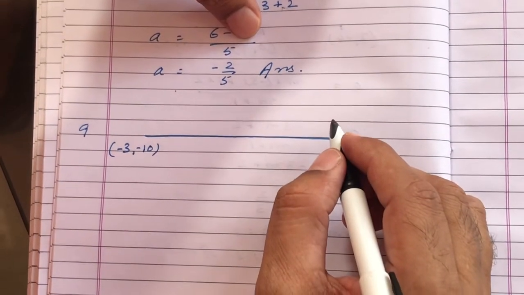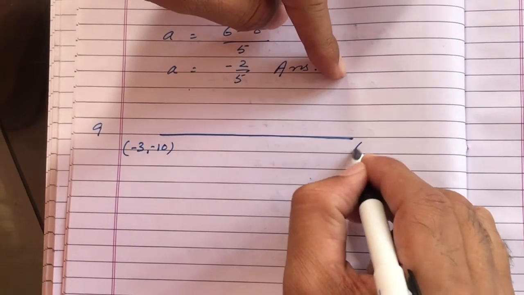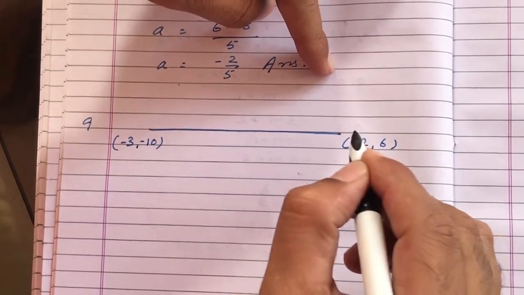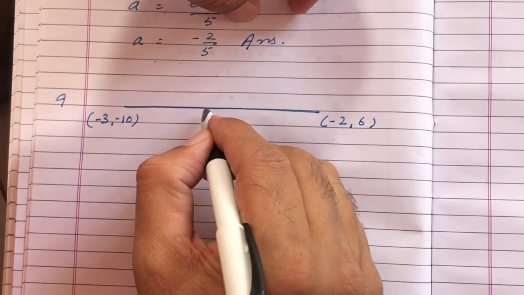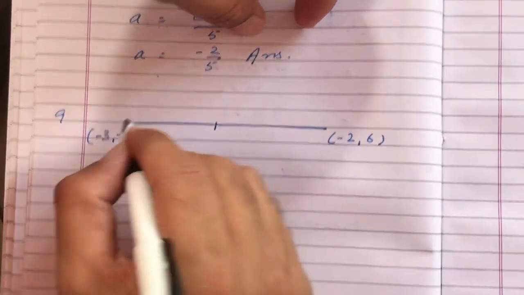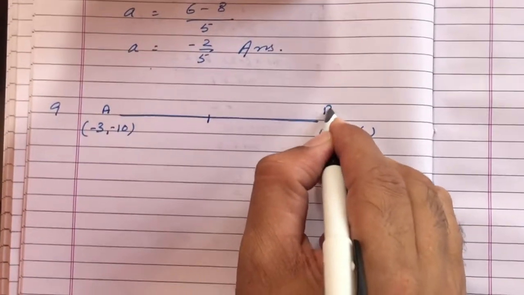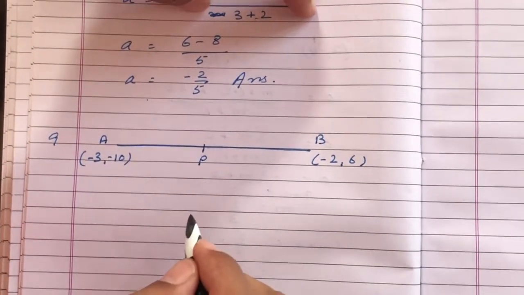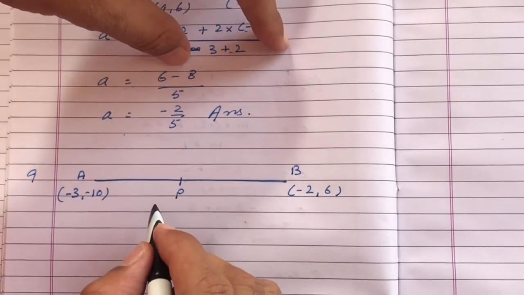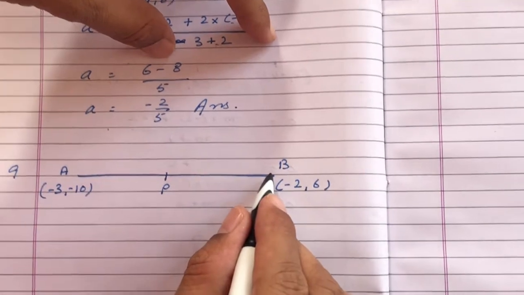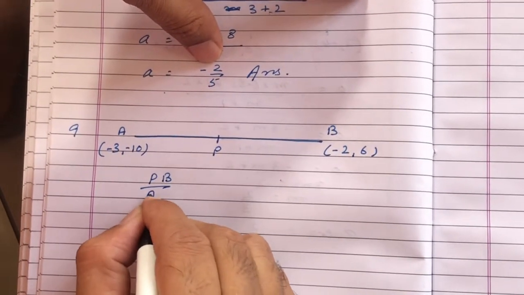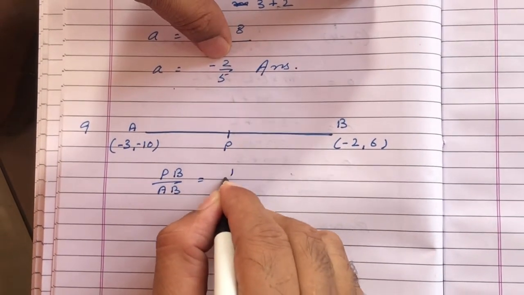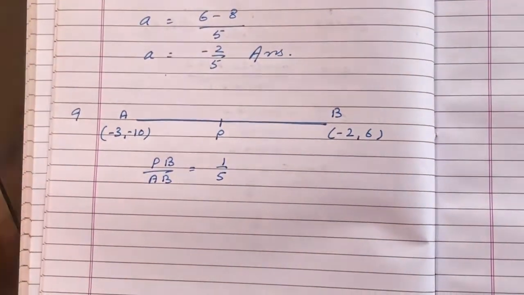Second point is (-2, 6), which is divided by the point P. This is point A, this is point B, this is point P. AP upon PB upon AB is equal to 1 upon 5.